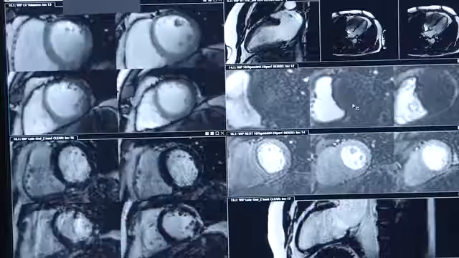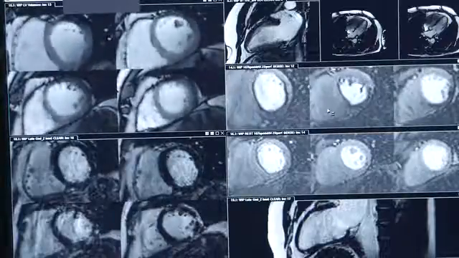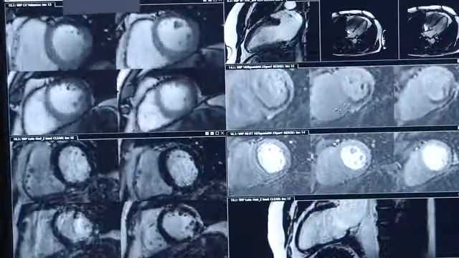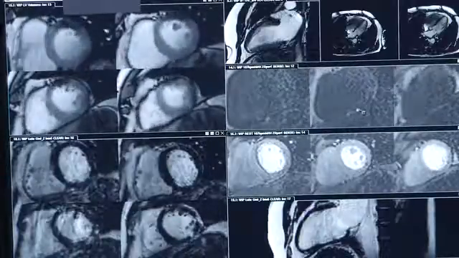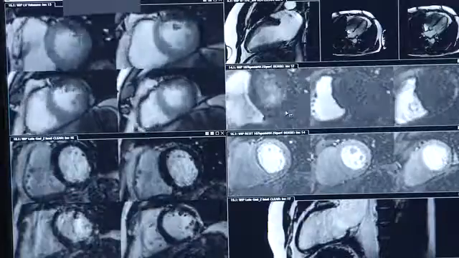When we look then on the stress perfusion images, this is a first pass perfusion technique where we've given a bolus of a contrast agent and then imaged through every single cardiac cycle so that we can see the passage of contrast through the myocardium.